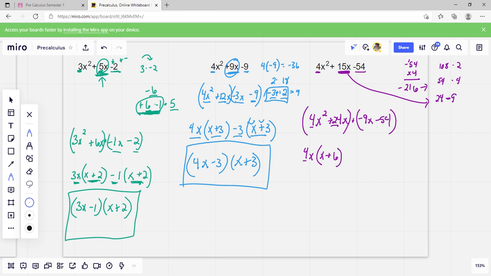All right, now this next one, what can I pull out of that? I could pull a 9. 9 will go into 9, and 9 will go into 54. And it would need to be a negative 9. So I have an x left. And then how many 9s are in 54? 9 times 6 is 54, so that would be plus 6. Notice, in parentheses, they're the same thing.